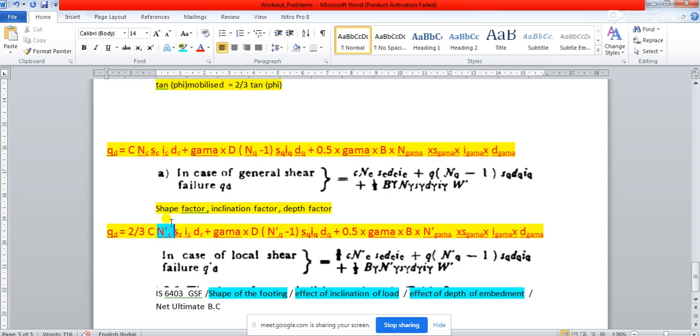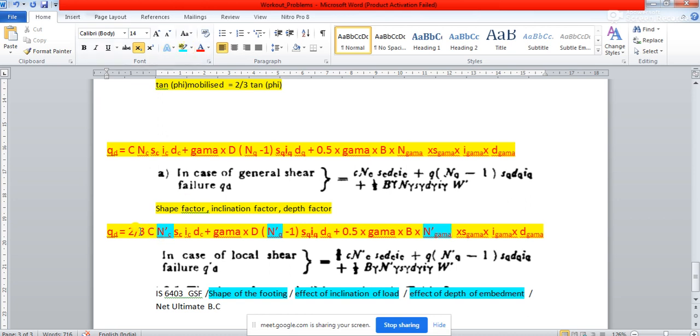your mobilized angle of friction will be lesser than whatever angle of friction the soil is having, and then your Nq dash will also depend on your phi m value, and then N gamma dash will also depend on your phi m value. So these three things are going to change. That means your bearing capacity factors are going to change.